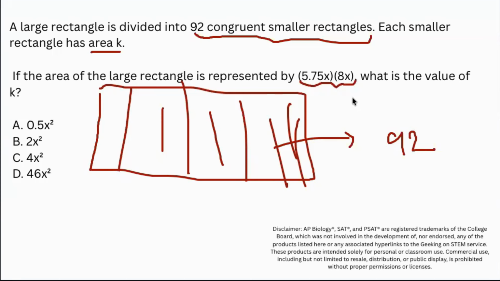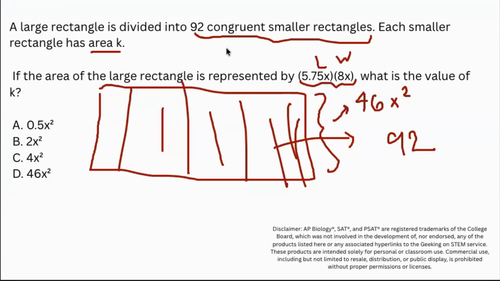So remember, area of a rectangle is length times width. So they went ahead and gave you the formula essentially. And they're telling you, hey, what is the value of K? So if we multiply this together, if we take Desmos and multiply these together, it's 46. And then remember, if you have two X's and you multiply them together, that's X squared. So that's the area of this large rectangle here.